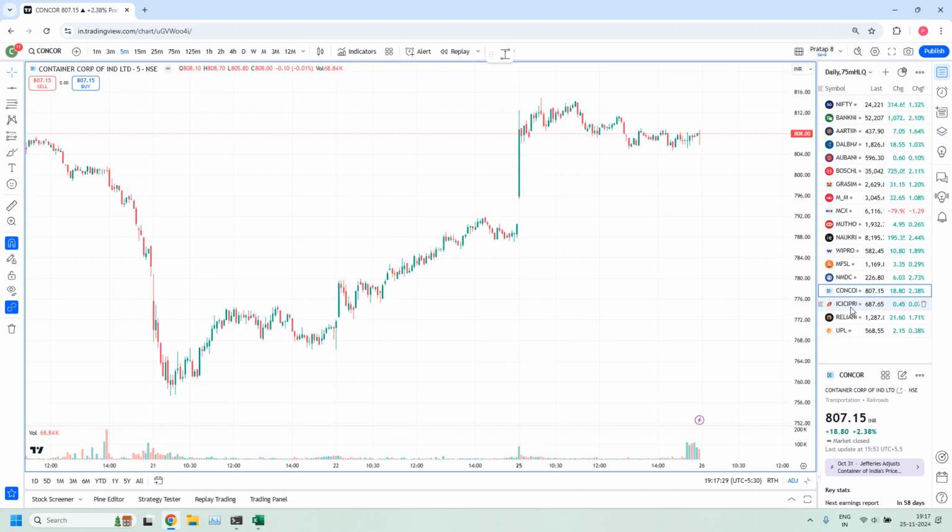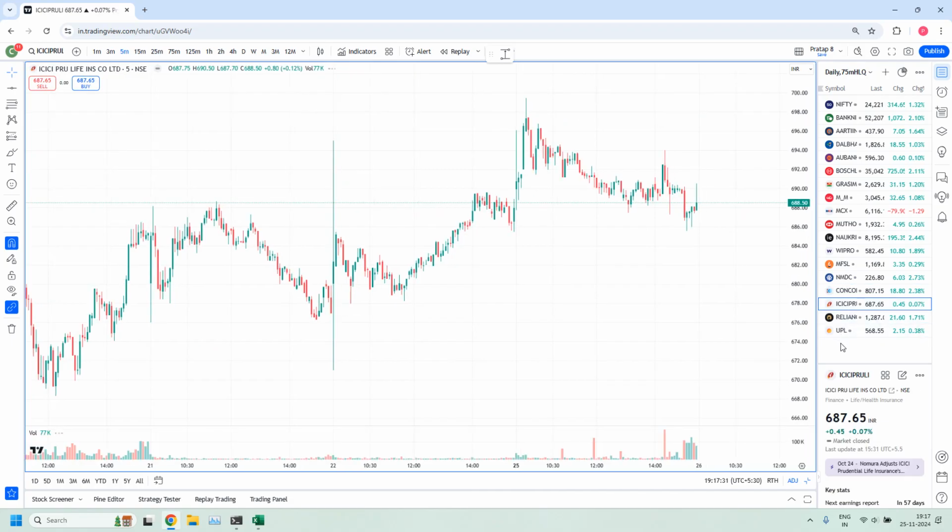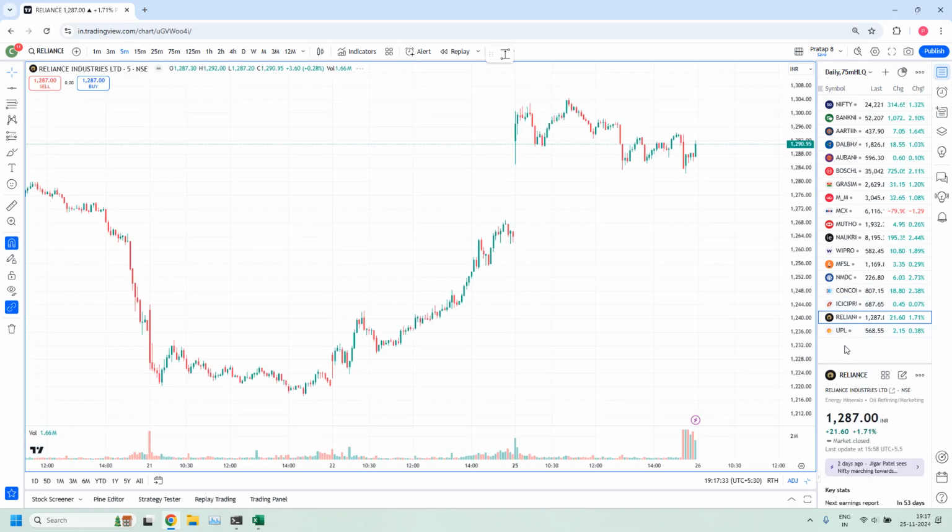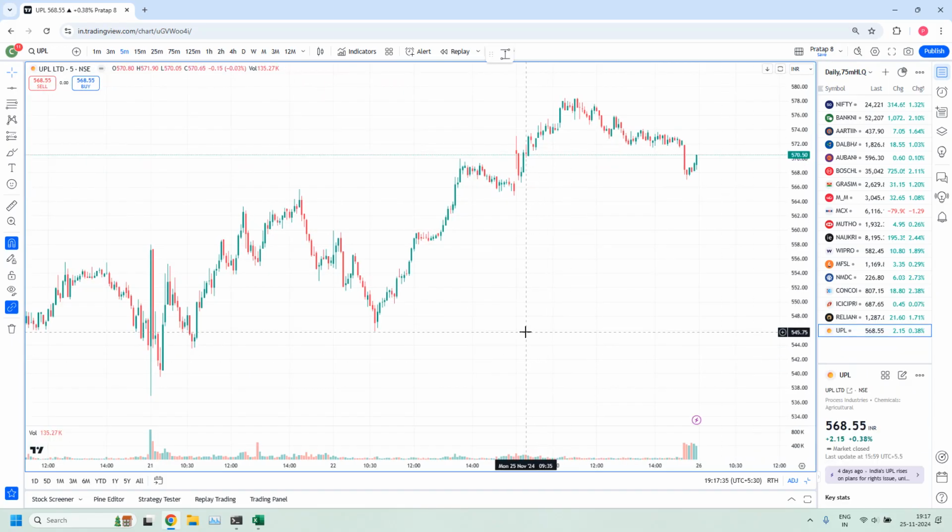Concor we discussed, and ICICI Prudential gave 2 trades, we discussed, Reliance we discussed, UPL we discussed. So this is about the high liquidity zone, 17 zones created last Friday, at the end of the day market.